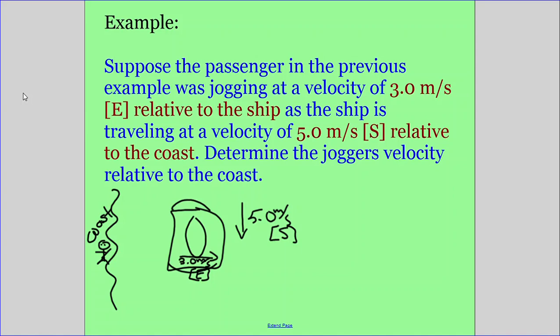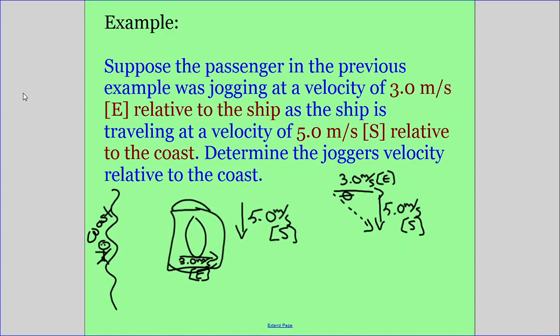So if I sketch this out the way that it would go, this person's running 3 meters per second heading east, and then the cruise ship is going at 5 meters per second heading south. From the coast perspective, this is what they see. From our person over here, it looks like the person on the cruise ship is getting further away from them, but also traveling south. So they're moving south of east as they move away.